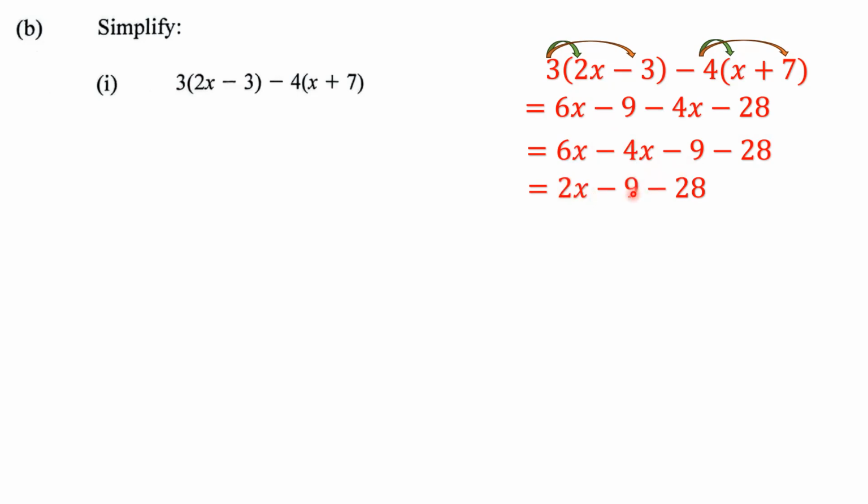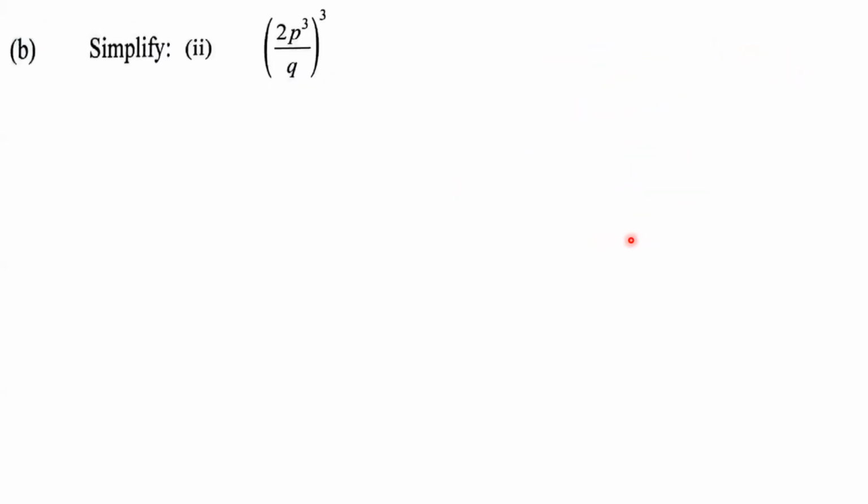And then negative 9 minus 28 is definitely going to be negative 37. And so the answer to this expression that they want us to simplify is 2x minus 37. Let's move on to this next question. Here we have to simplify this expression as well.